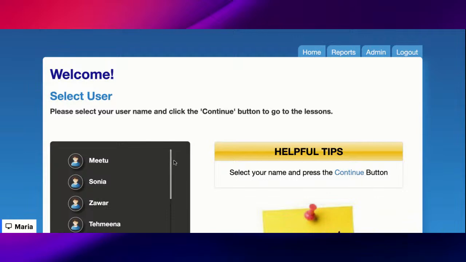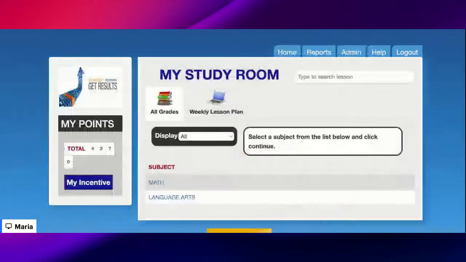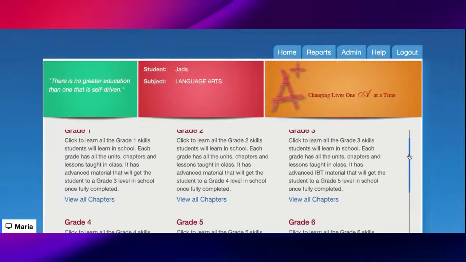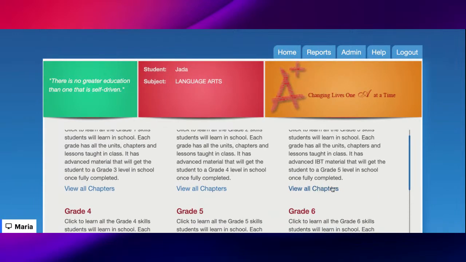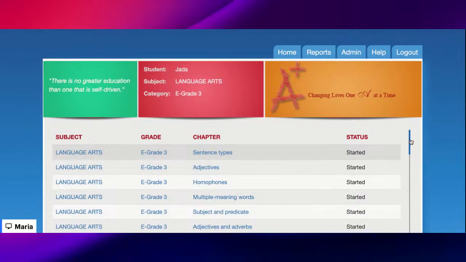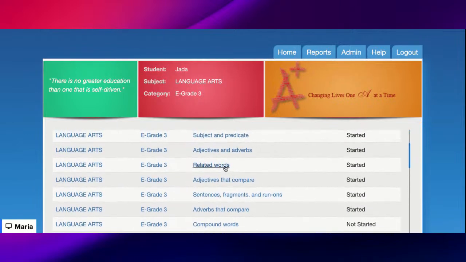Alright, so first off, you log in using aplusstudent.com, then click on your name, language arts, and then we move on to grade 3. From grade 3, we will get the related words.